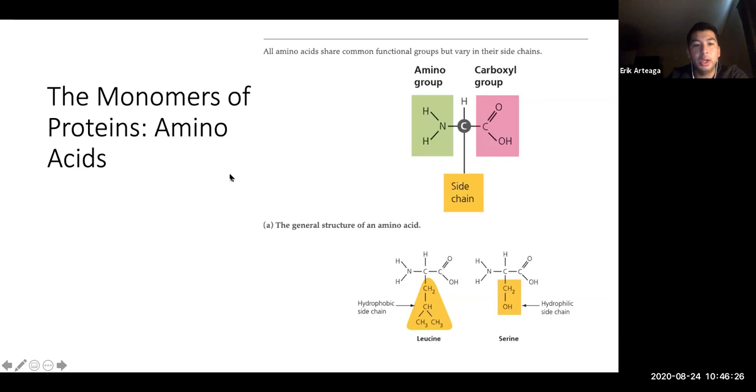The monomers of proteins, amino acids. All amino acids share common functional groups but vary in their side chains. So you have an amino group, you have a carboxylic acid group here, and then you have a side chain, okay? Again, the amino group will link to another carboxylic acid group, or carboxyl group, okay? So nitrogen to carbon, or nitrogen to this hydroxyl group will be linked, okay?